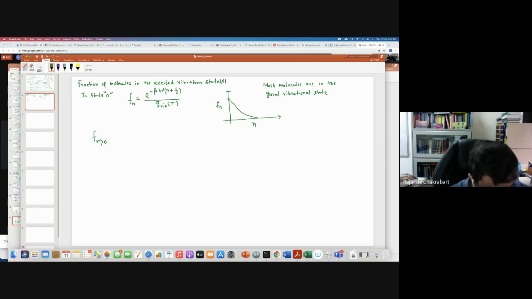So I can define this fraction, which basically means the fraction of population in the higher excited states out of the total number of molecules. So this will be what? You have to take a sum of this quantity. And the sum will be from n from what to what? Tell me. It should be 1 to infinity. And can you just simplify this?